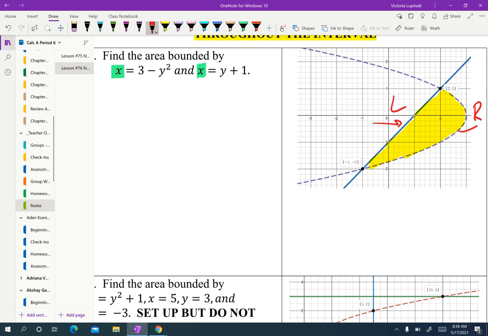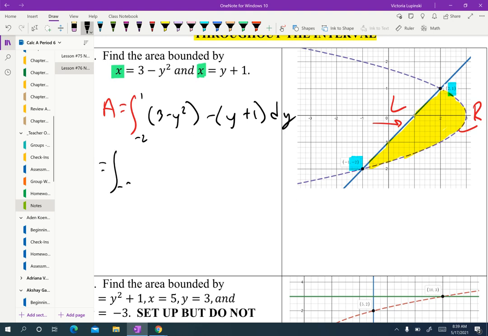So as you go to set up your integration, the area is equal to the integral. Again, the number one thing you have to watch out for here is you have to make sure that you're doing it from the y value to the y value. That's probably the number one mistake that we see. So negative 2 to 1. You're going to do the right curve. So the right curve is 3 minus y squared minus the left curve, which is y plus 1. And again, that whole thing should be dy.